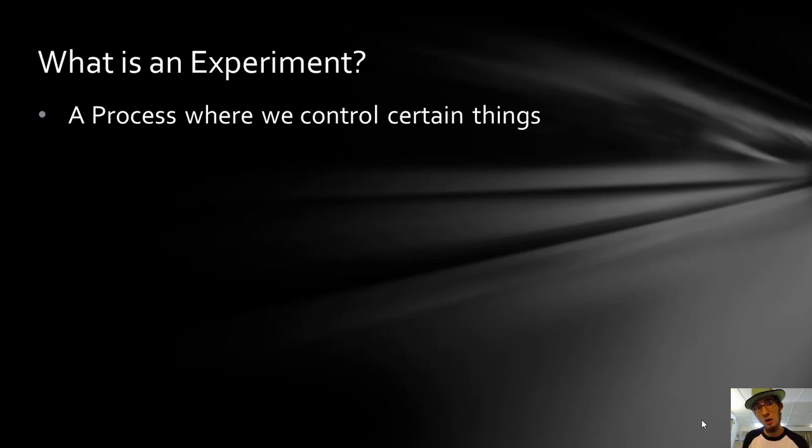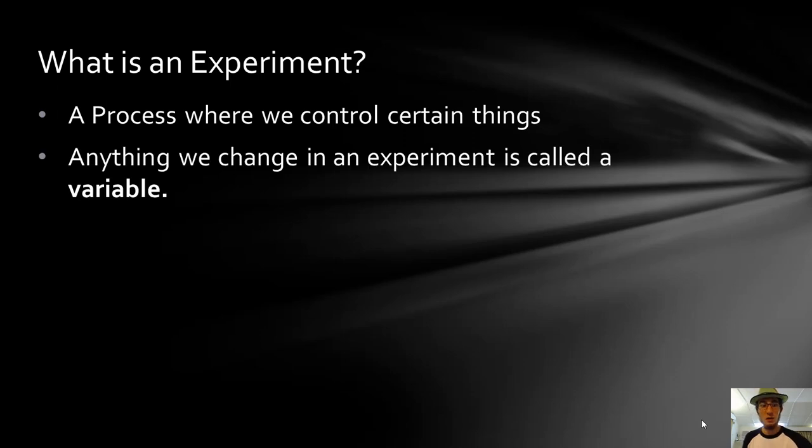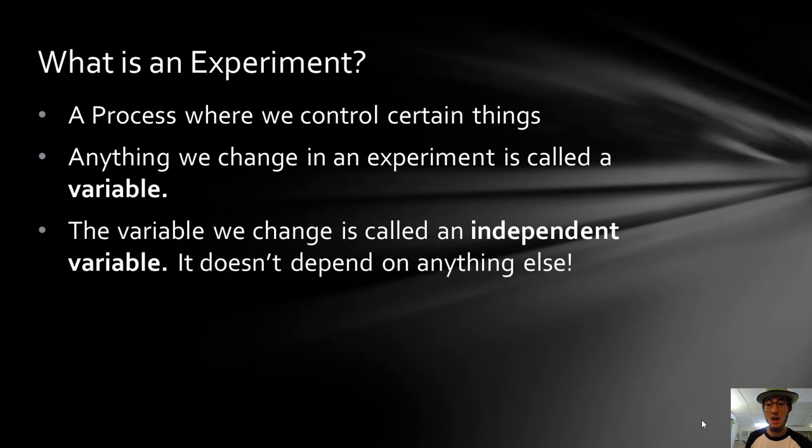So when you are doing an experiment, there's these different things known as variables. I'm going to go over the different kinds right now. So the first one I want to talk about is an independent variable. So a variable is anything that we control in an experiment, but an independent variable doesn't depend on anything else. It's the reason why we call it an independent variable.